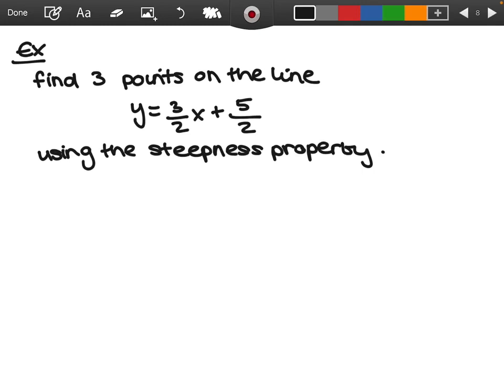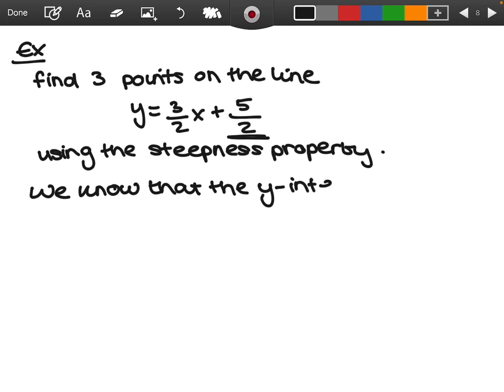So at the y-intercept, we know that x is equal to 0. So if I plug x is equal to 0 into this equation, I get that y is equal to 5 over 2. We know that that is the case because this value is always the y-coordinate of that y-intercept. So I already know that the y-intercept is (0, 5 over 2). So hence that lies on the line.